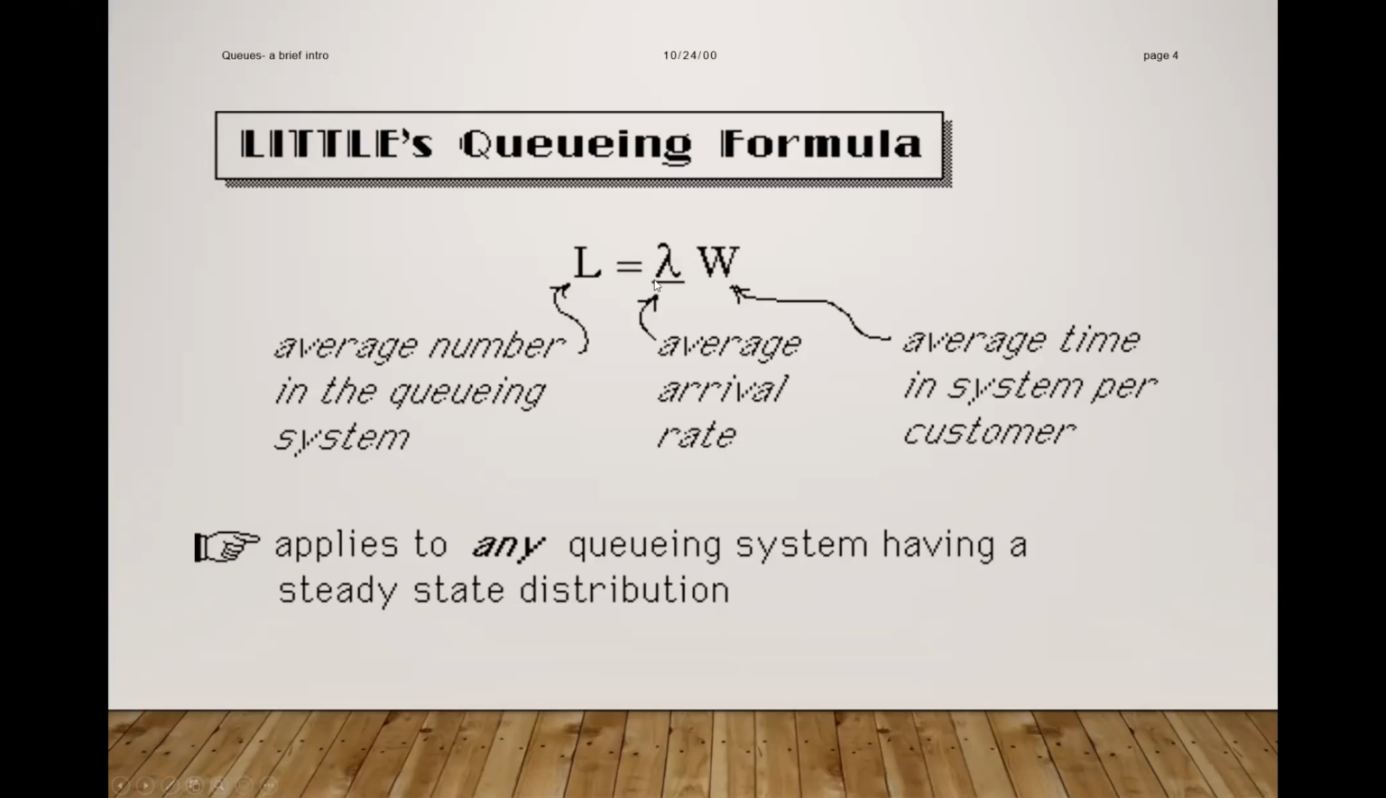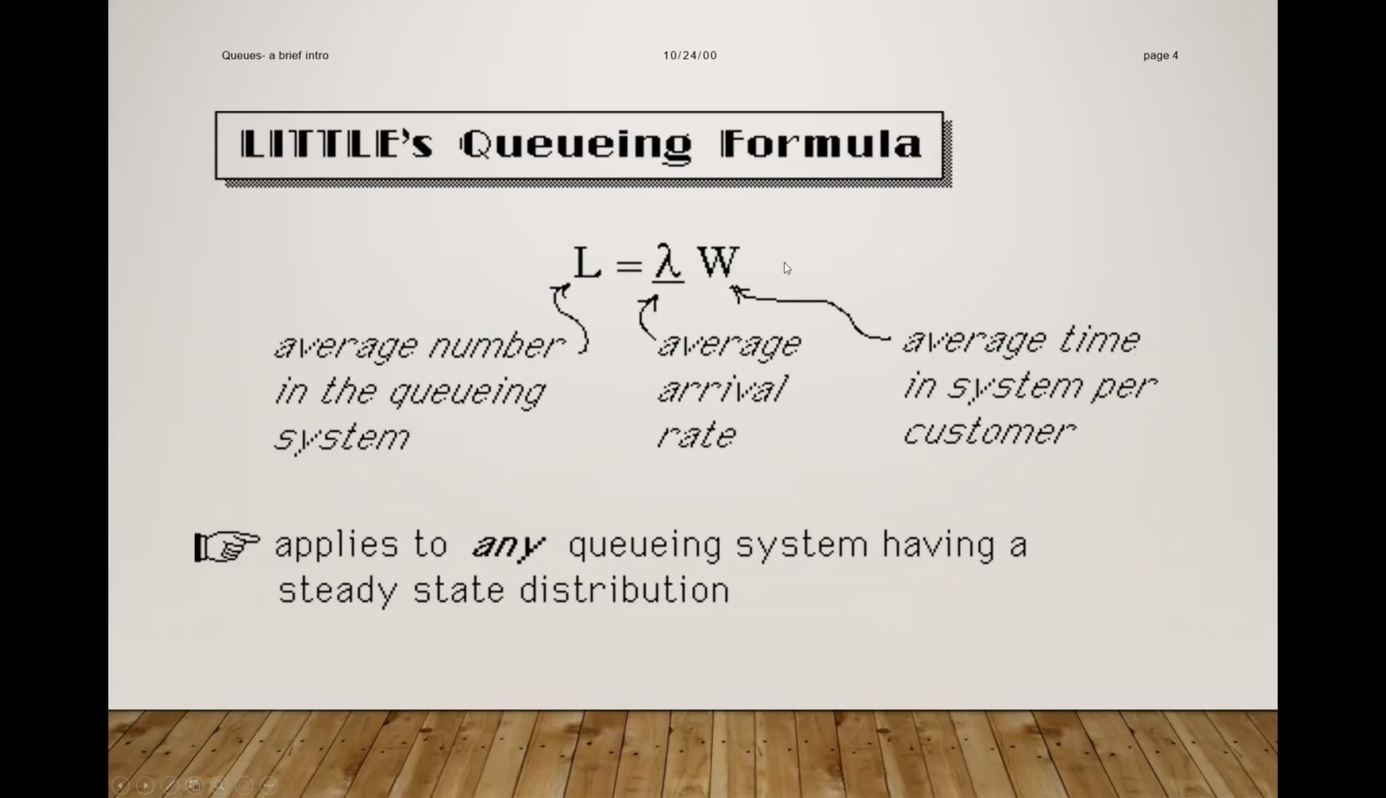And we also have this lambda, which is the average arrival rate. So what is the average arrival rate? How many times per minute, per hour do we expect arrivals? So that's the arrival rate.